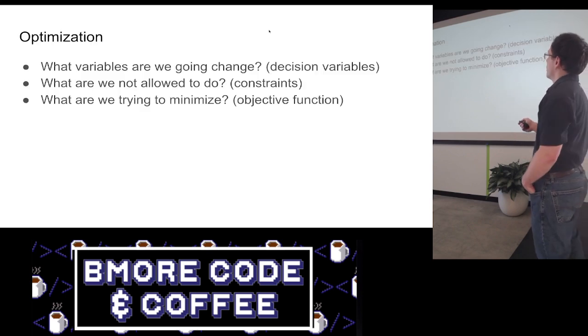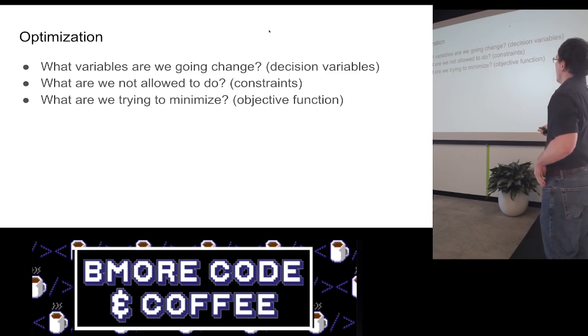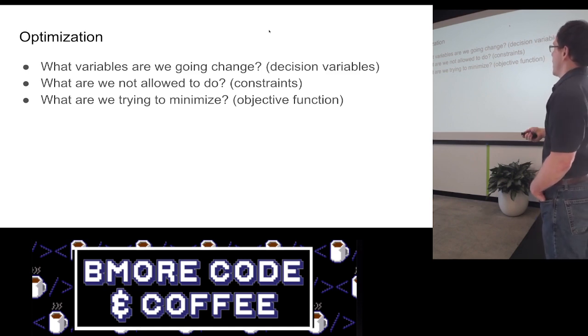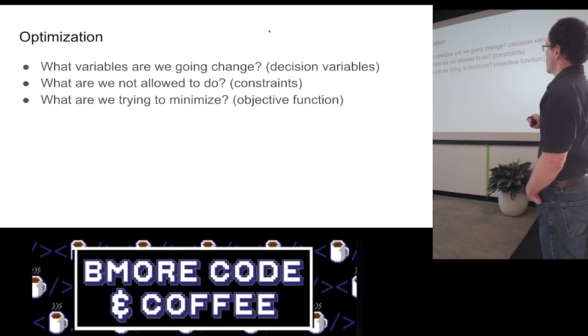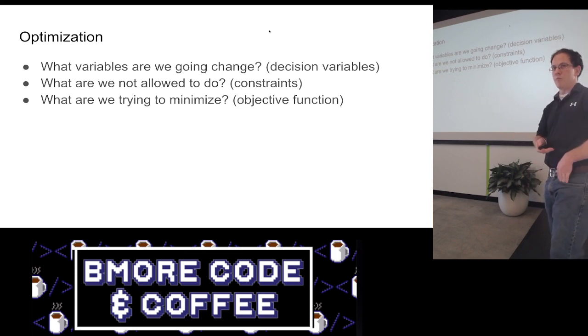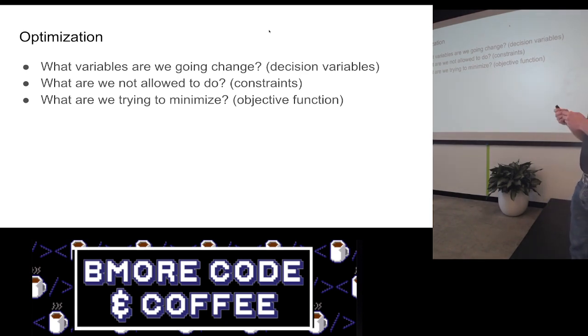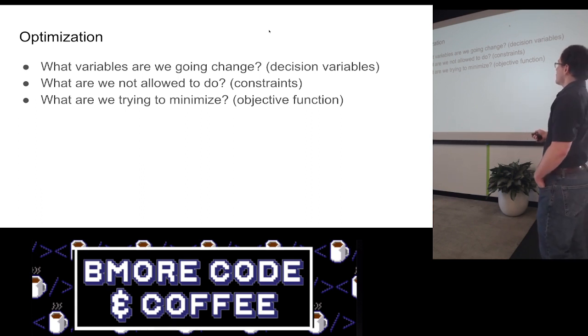Okay, so we need some variables. We're going to change some variables because we need to explore the space. So we need to tease those variables around in a bunch of different ways to try and find a minimum or a maximum. But we also have to know what we're not allowed to do. Physics doesn't allow us to do certain things, or maybe we want to have only a certain amount of volume, or we only want the structure to behave in a certain way. So we can put limitations on what that structure is allowed to do. And then what are we actually trying to minimize? So that's our objective function.